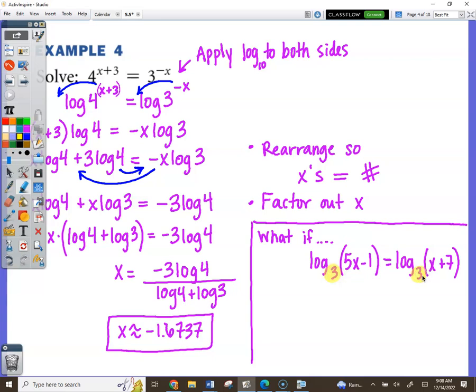Just like with the exponentials, if the bases match, then the exponents have to match. Well, if it's logs and the bases match, then the argument has to match. So in that case, you would just set the arguments equal and solve. So I'm going to make a note for the arrow. They match. So 5x minus 11 would have to equal x plus 7. And you should get 2. Confirm that you get 2.